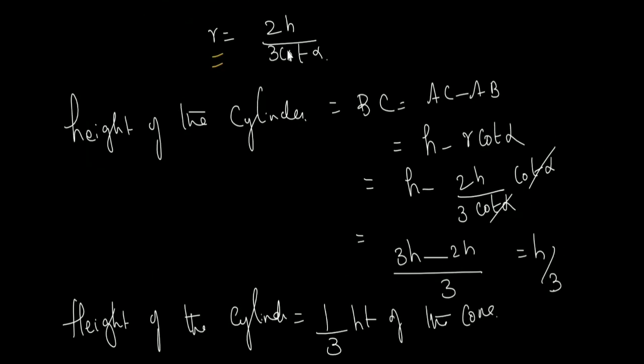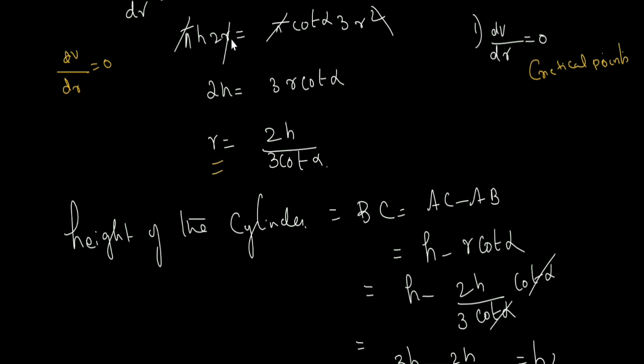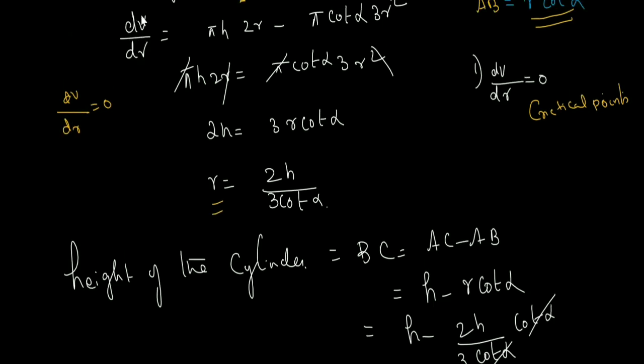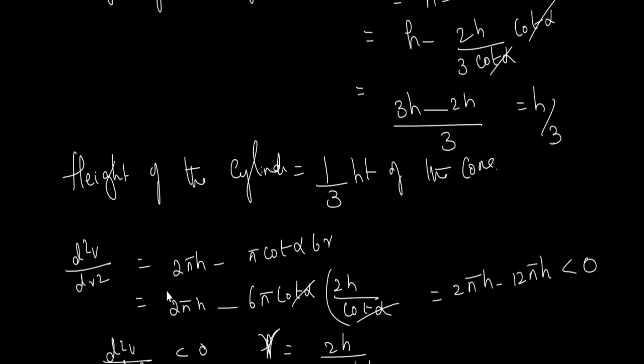But we have to prove that this radius gives maximum volume. To prove it is maximum, we have to differentiate dV by dr again. When you differentiate again, you get 2 pi h times r, whose differentiation is 1. Then 3r square, when you differentiate, becomes 6r. So the second differentiation is 2 pi h minus pi cot alpha into 6r.